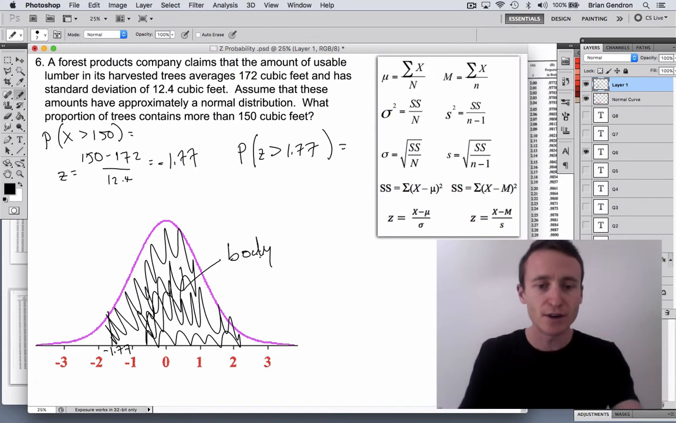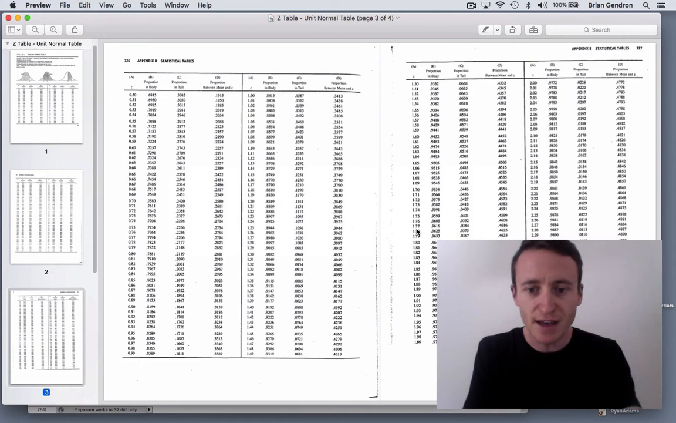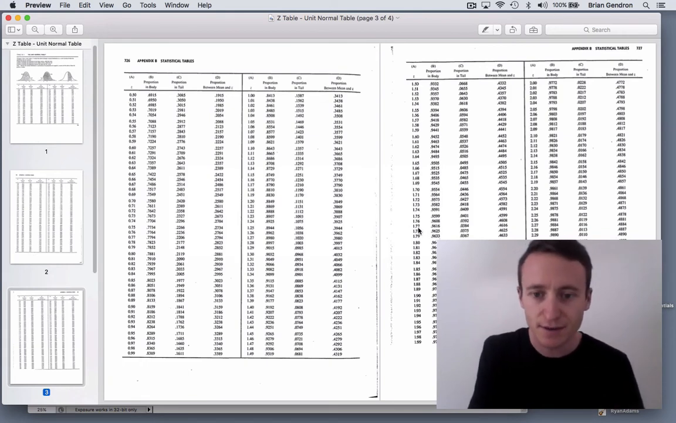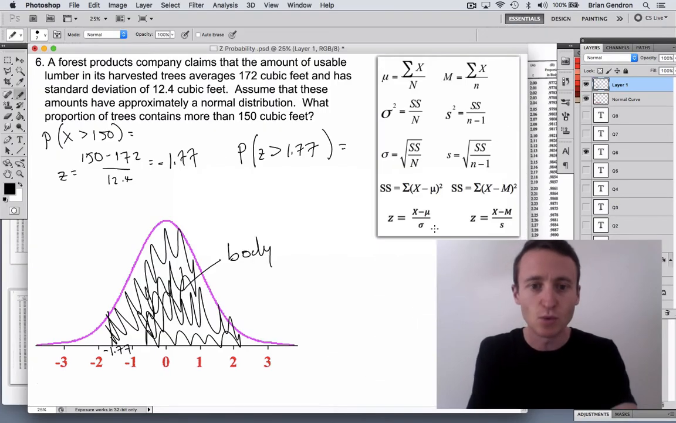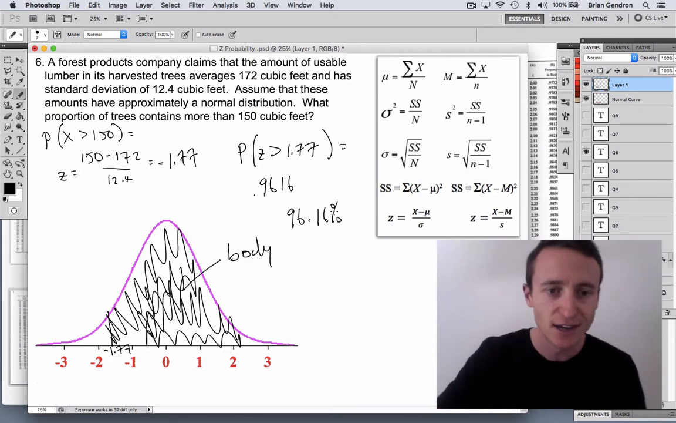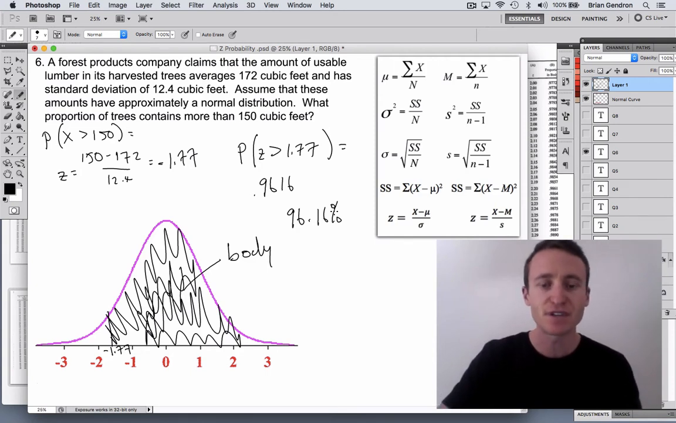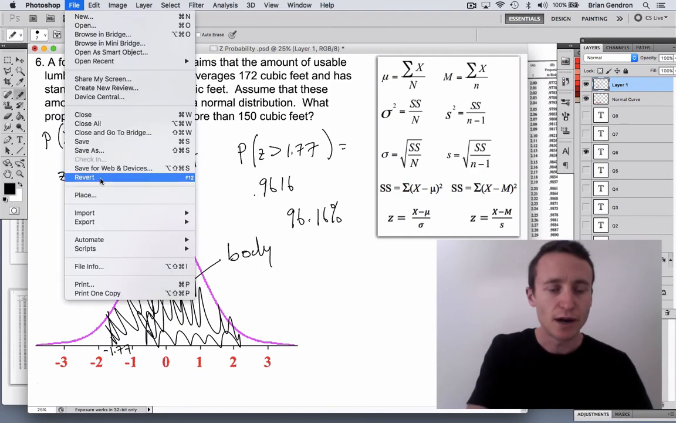All right, so here's what we got to do. Go to our unit normal table, find a z value of 1.77, there it is, and go to the body, 0.9616. 0.9616, or 96.16% of trees contain more than 150 cubic feet. Okay, there you have that one. Let's do a couple more.